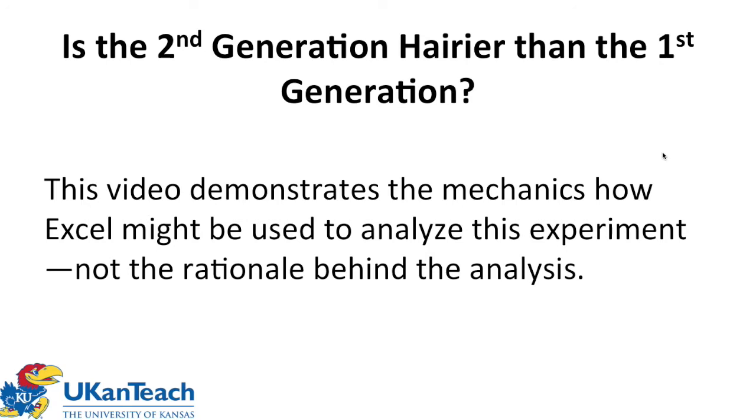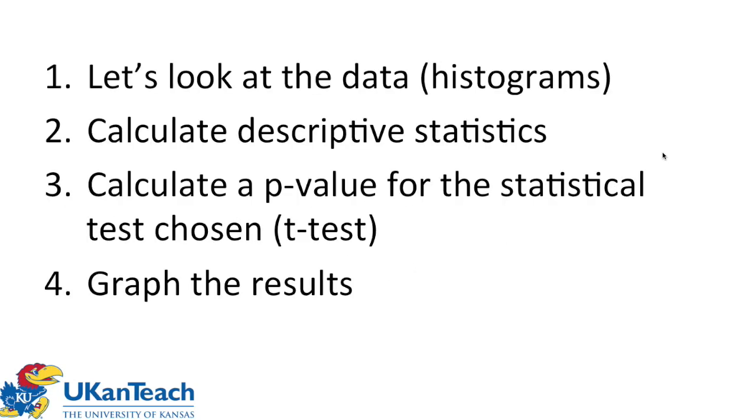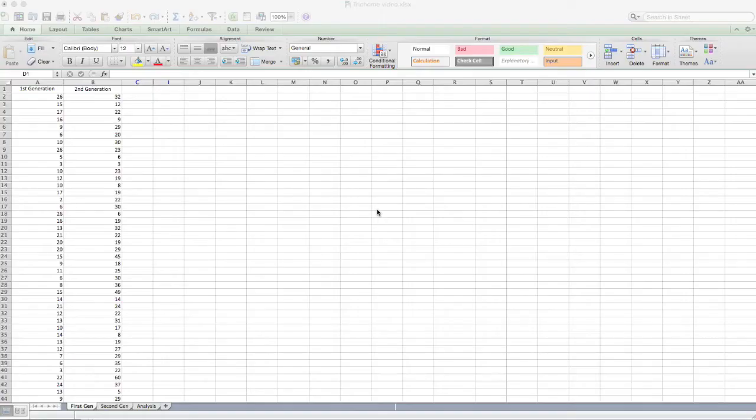So let's get into the mechanics of the analysis, and in Excel this time. Let's look at the data first. We'll build some histograms. Then we'll calculate descriptive statistics. Then we'll calculate a p-value using the statistical test chosen, which in this case is a t-test. This would be called statistical hypothesis testing. And then we'll do a graph of the overall results.